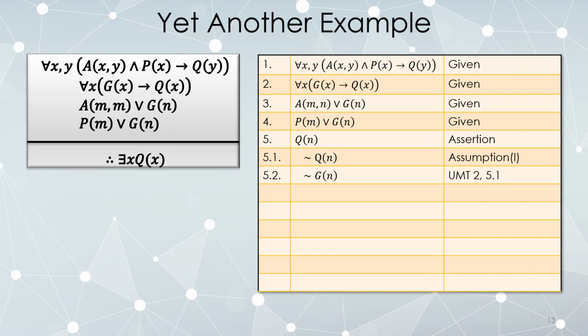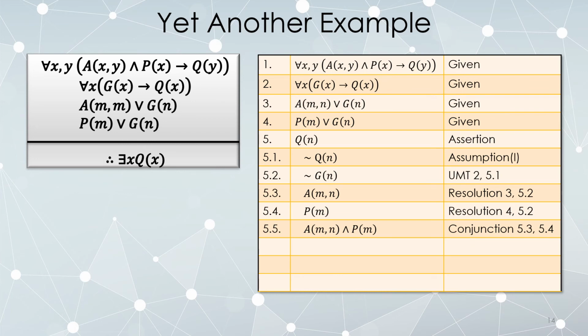Well, now that I have not g of n, we've got two things we can do with our givens in lines 3 and 4. We can resolve both of them. By resolving the given in line 3 with not g of n, we extract a of mn. With not g of n here, we get p of m. And we can join both of them with line 1, so now I have a of mn and p of m. Notice that these are the same variable. They are both m. Therefore, I can apply universal modus ponens and get out q of n.